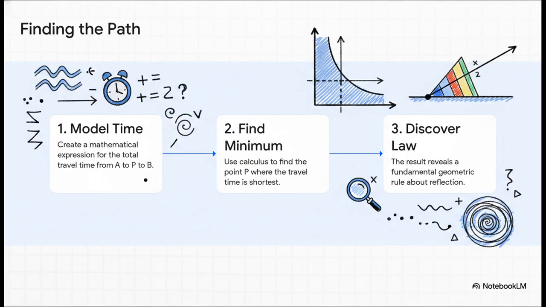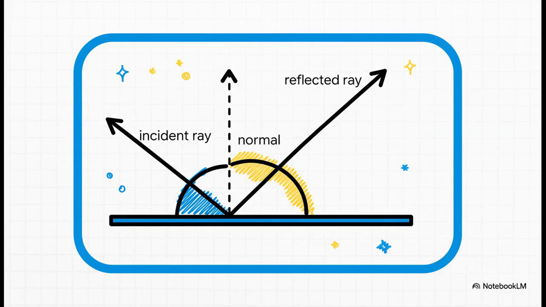So how do you find that magic spot? Well, mathematically, you'd start by writing an equation for the total travel time from A to P to B. Then, you'd use a little bit of calculus to find the one point where that time is at its absolute minimum. And when you solve that, what pops out isn't just some random number, it's a fundamental law of the universe. And this is it.